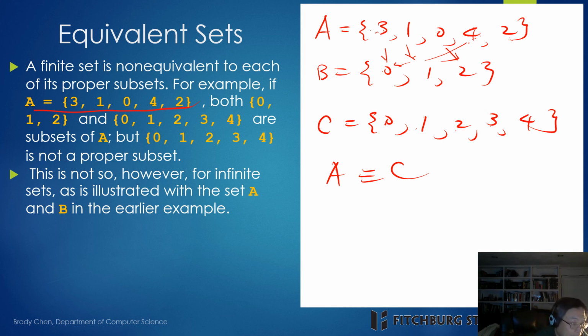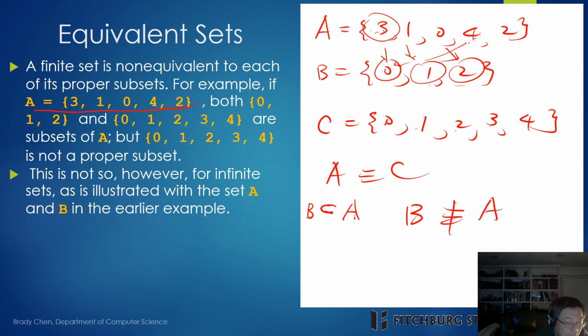Now clearly, B is a proper subset of A, right? B is a subset of A because all the elements in B are also contained in A. And there's some element in A which is not in B, like 3. So B is a proper subset of A. But B is not equivalent to A. You can see that the cardinality of A is 5, but the cardinality of B is 3. So A and C can build a map.